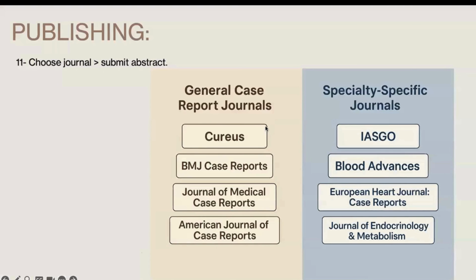Cureus is very famous nowadays because, again, they accept a lot of case reports, especially from junior doctors, and they are very flexible with the editing. You can submit to specialty-specific journals, like Blood Advances for hematology and European Heart Journal for heart. ESCO is an international journal for surgical oncology and gastroenterology.